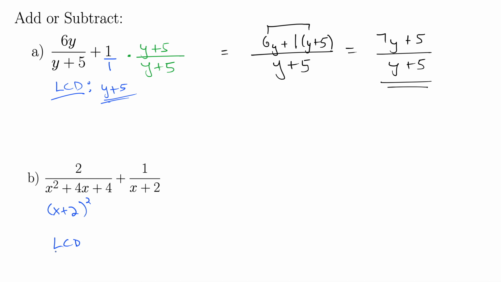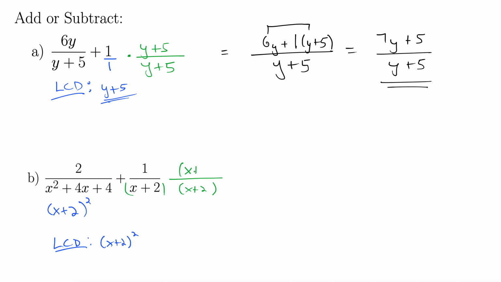So let's try for our LCD here. We take the entire first denominator, so x plus 2 squared, and then we add in anything we need extra for the second denominator. The second denominator is x plus 2, and that's already included in the LCD. So we don't need to add anything extra for the second denominator. Thus our LCD is x plus 2 squared. Let's go ahead and fix it up here. So our first denominator is good to go. Our second one is missing an x plus 2.